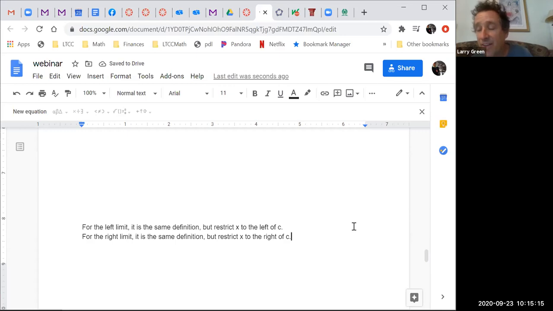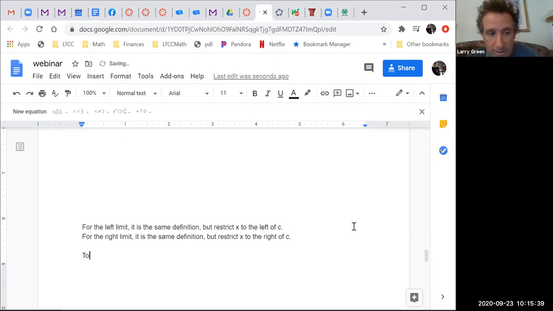So if we want to say the limit as x goes to 5 from the left, that just means that when you say the absolute value of x minus c is less than delta, you say it for x less than c. If it's from the left, x less than c; from the right, x greater than c. That's all that is. There's not much there.